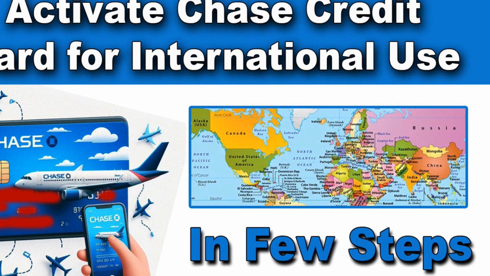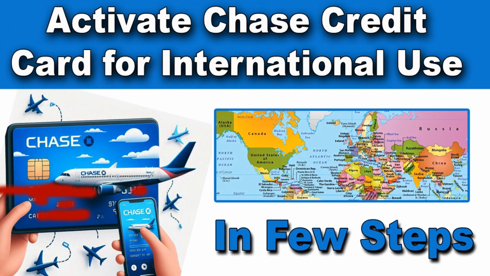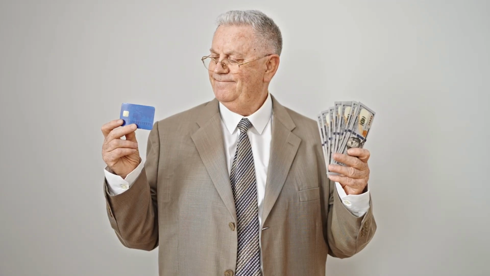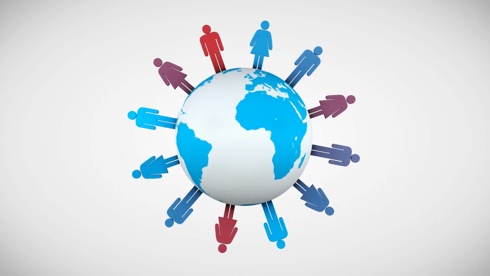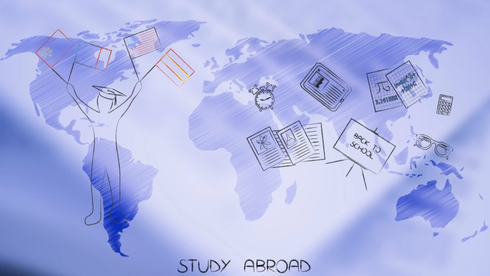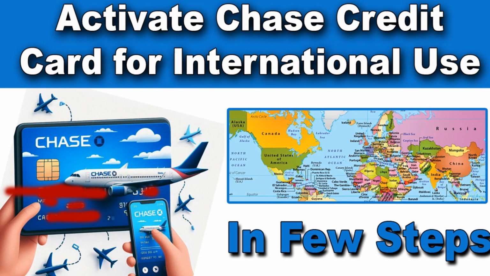In today's detailed video, we will explain step by step how to activate Chase Bank's credit card for international use. Almost all banks in the United States offer their own credit cards. However, not all of these credit cards are activated for international payments. If you want to use your credit card internationally, you need to activate it for international payments. Once it is successfully activated, you can make international payments whether you're in the country or abroad. So, let's understand this process step by step.